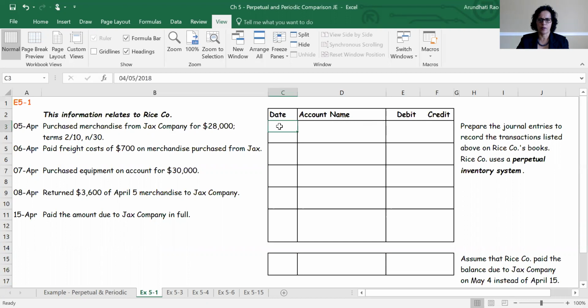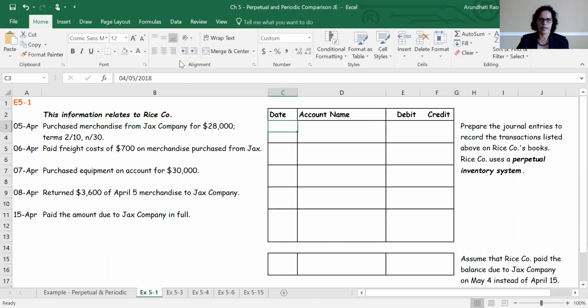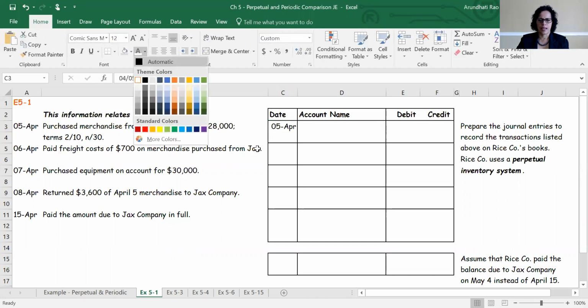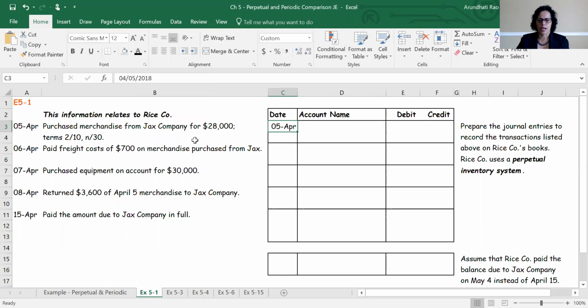The first thing I always start with is I identify the date of the transaction, and the date is April 5th. Which accounts are affected? I have purchased inventory, which means the amount of inventory has gone up in my books. The inventory account is going to be affected. So I debit inventory for $28,000, and I will credit accounts payable. The reason I'm doing that is because I have not paid cash right now. I was given credit terms. So accounts payable credit for $28,000.